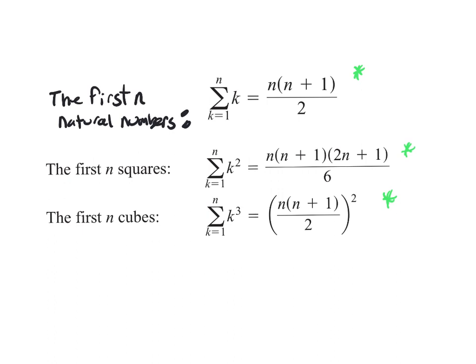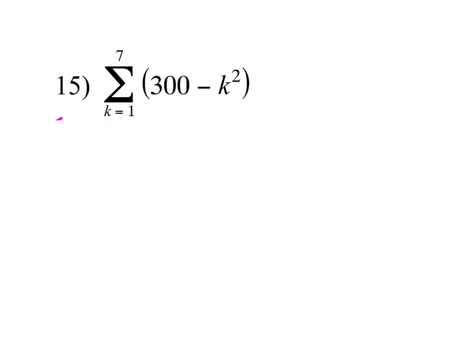Okay, a couple other quick examples and then we're done with this thing. So I'm supposed to add up the first 7 terms in this 300 minus k squared. And what I'm going to do is use some properties to break this down and make it a little easier. So check this out. I have a minus sign here, so I'm going to break this into two sigmas. It's going to be the sum from k equals 1 to 7 of 300 minus the sum from k equals 1 to 7 of k squared.